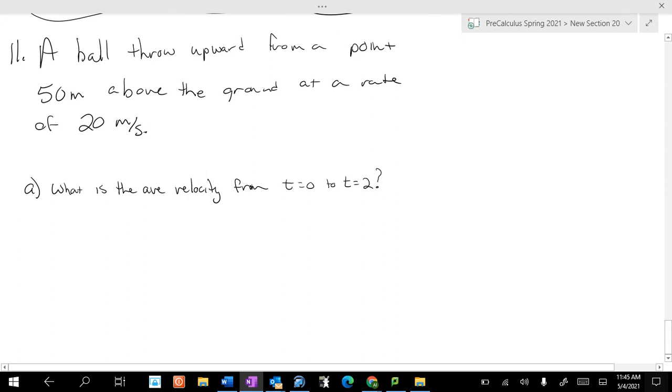What's the average velocity from time equals 0 to time equals 2? Well, before I can do that, I got to start out with my height function. What is my height function? Well, the height of the ball at any time is its starting height plus its velocity minus the force of gravity pulling it downward. So h of t equals 50 plus 20t minus 4.9t squared.